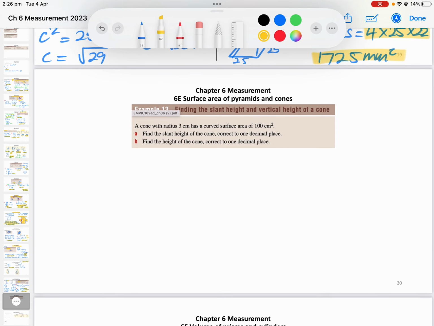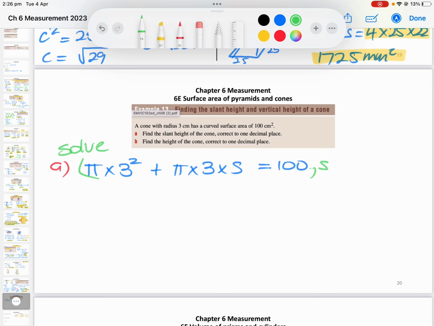Sometimes I'm going to have to solve. So what's happened in this next one is it's told us what the area is, and what we need to find out is what is the slant height. So I know that my area is pi times r squared plus pi times 3 times the slant height, and that equals 100. So if I get my CAS calculator out, I can solve that for S, and it will give me my answer of S equals 10.6 centimetres, and that's correct to 1 decimal place, which in this case, that's what I was asked for, same in the next one.